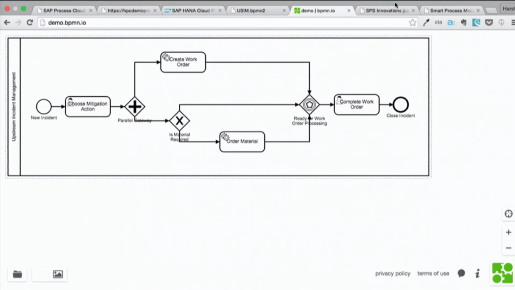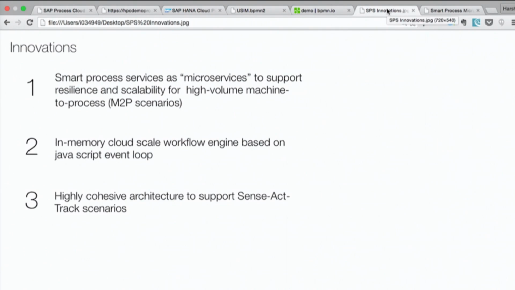So that's what he could do with the smart process services. Typically, these are the three innovative aspects that we worked on. The smart process services like decision management and process intelligence are built as microservices, which are resilient and can scale for large volume scenarios. When you're talking about IoT and sense, act, and track scenarios, it's cloud scale, large volumes. So we should be able to deal with that, scale appropriately.